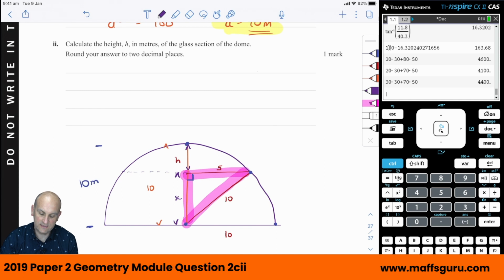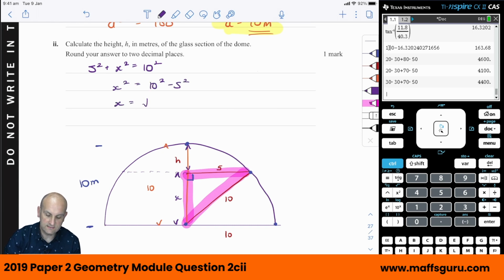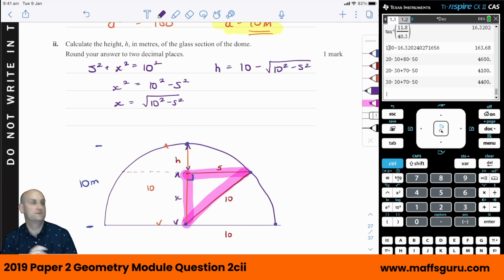So let's call that X for the moment. Doing a calculation over here, 5 squared plus X squared equals 10 squared. Just using Pythagoras theorem, X squared is 10 squared minus 5 squared, or X is equal to the square root of 10 squared minus 5 squared. That's X. So how do we find the value of H? Well, H is equal to 10 minus the value of X, which is the square root of 10 squared minus 5 squared. That should give us the right answer.